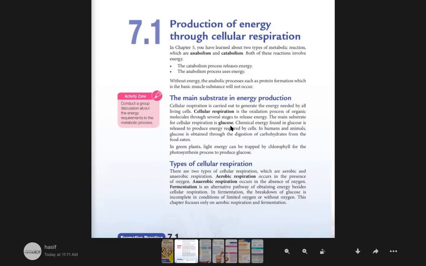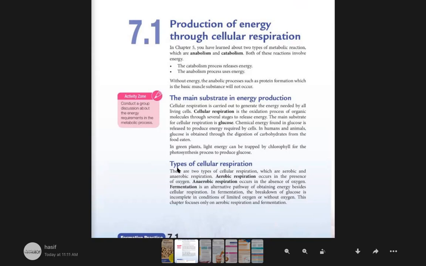This glucose can be obtained from the digestion of carbohydrate from the food eaten. So when you eat food, for example rice, noodle, kway teow, bread, those foods will give you glucose. So when you get glucose, you can produce energy.